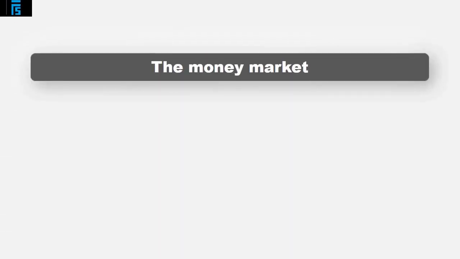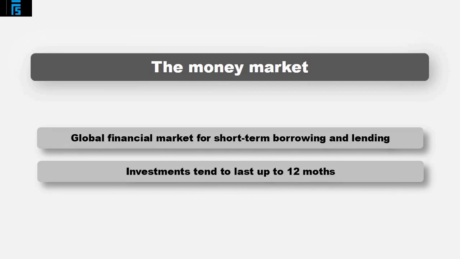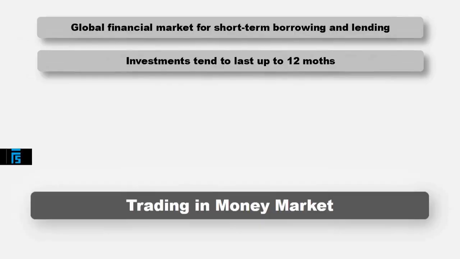The money market is the global financial market for short-term borrowing and lending. Investments tend to last up to 12 months. Companies and governments issue short-term debt on the money market. They are considered to be secure investments, so offer a low rate of return when compared to the returns offered by long-term investments on the capital market.